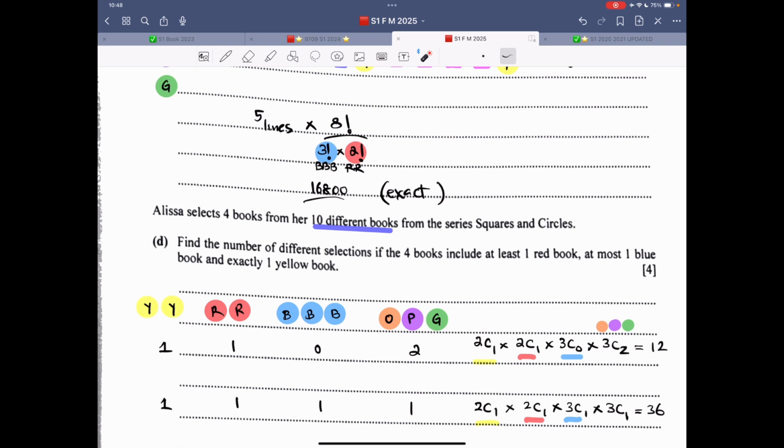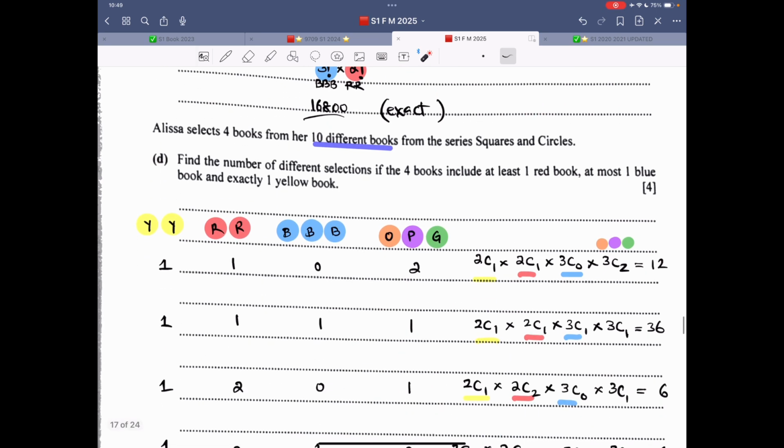So this is just like the questions that we have for 3 different kinds of flowers, or the mountain bikes, the hiking bike, or something like that. So all those kinds of things. So this is a question like that, and it specifically says different. This is not identical. Find the number of different selections if the 4 books contain at least 1 red, at most 1 blue, exactly 1 yellow.